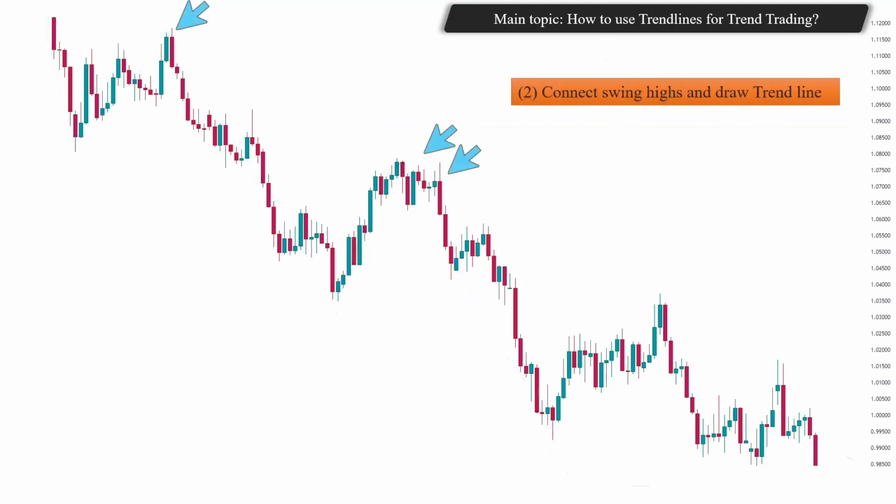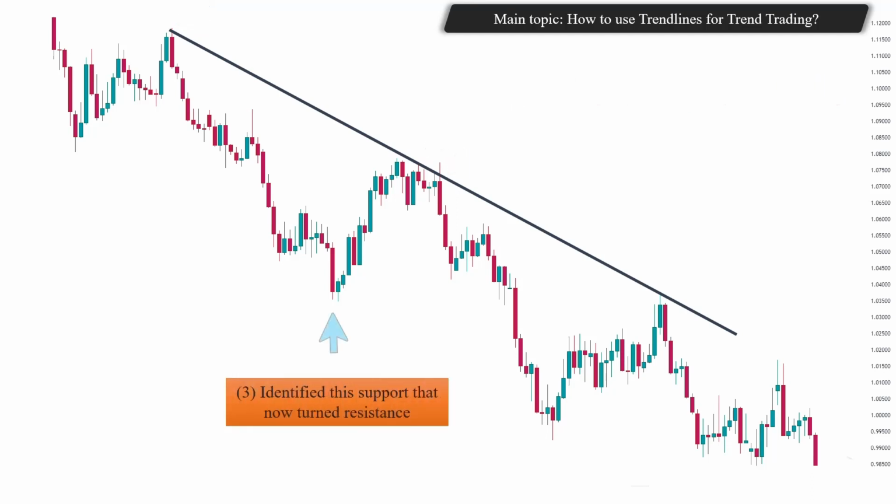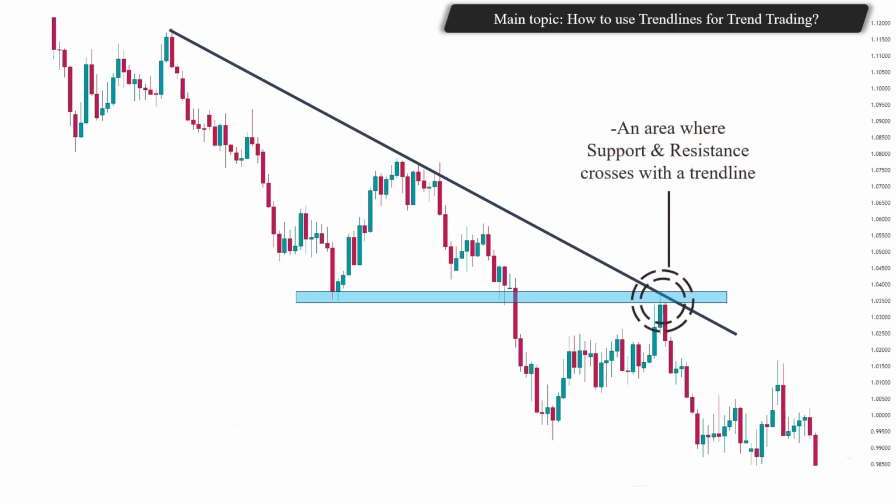Second, we will connect these 3 points and draw the trend line. Also, remember to have it stretched further in case the price comes back up to it. Third, if we look left, we could spot this support level turned resistance here and have it drawn in. Fourth, we have identified this area where support and resistance cross a trend line. This level is also what we call an area of high convergence.